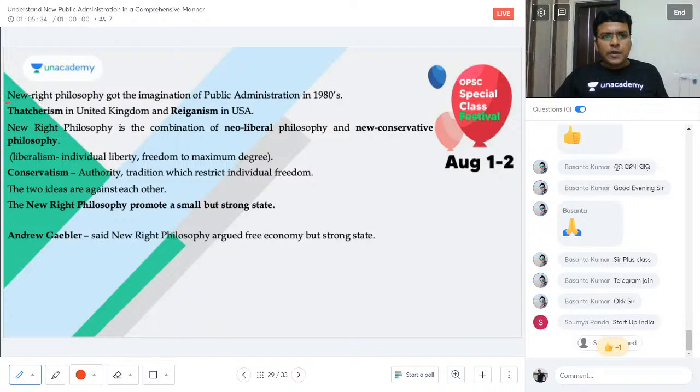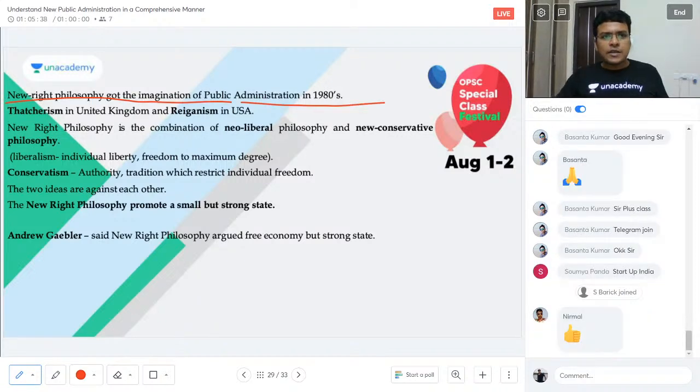New right philosophy captured the imagination of public administration in 1980: Thatcherism in the United Kingdom, and Reaganism in the USA. That means Margaret Thatcher adopted the concept of new right philosophy, and Ronald Reagan also adopted it. They proposed privatization, liberalization, globalization.